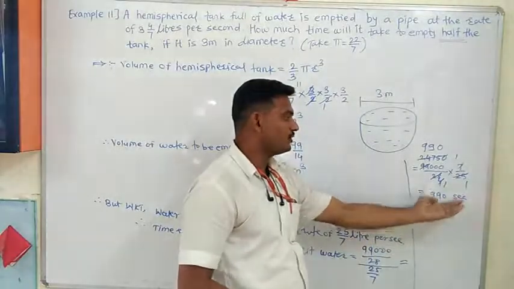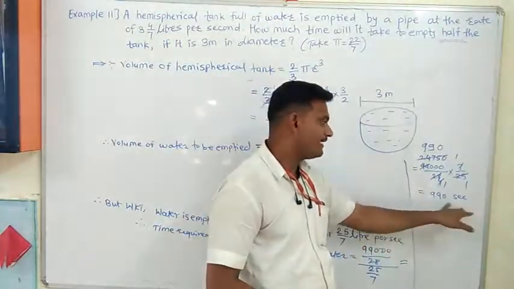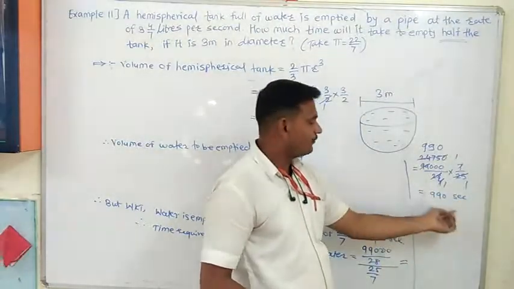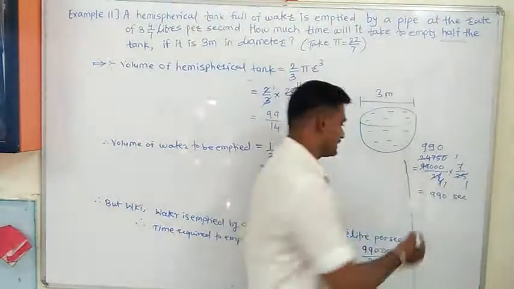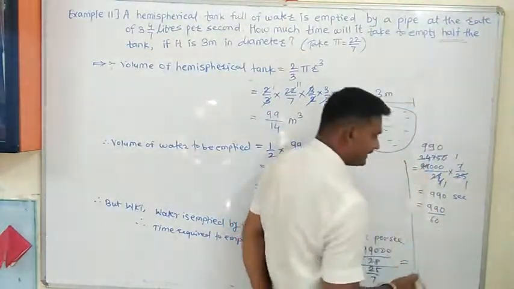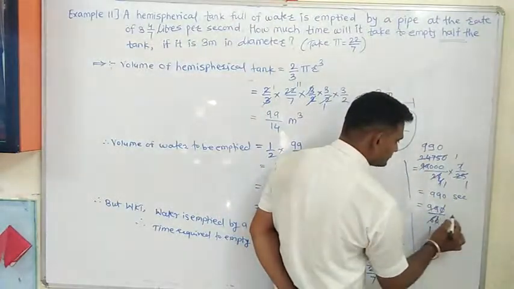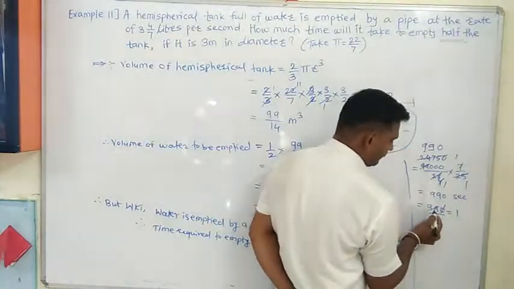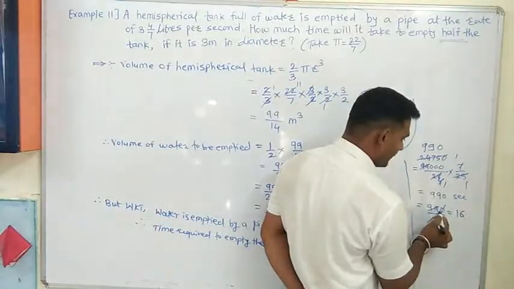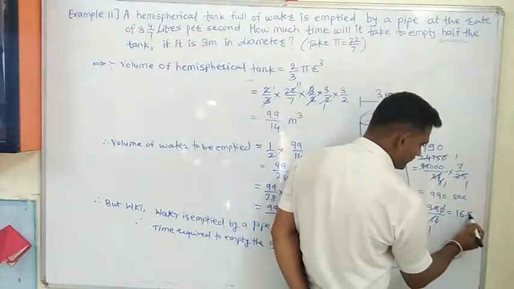If you want to calculate in minutes, what we have to do? We have to divide it by 60. Then what will we get? See here, 990 divided by 60. 990 divided by 60 is equal to, this 0 gets cancelled. 6 ones are 6, 6 ones are 6. Again what will remain here? 3 will remain. 6 sixes are 36. 3 will remain. Then 6 fives are 30.